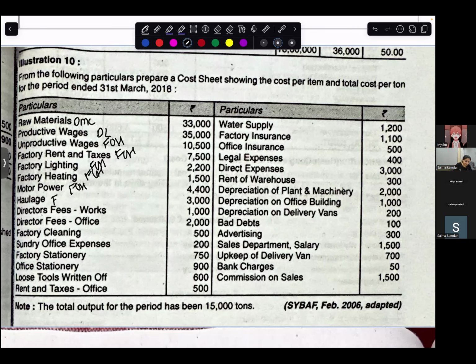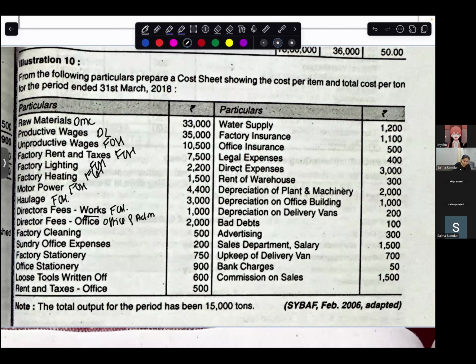Which overhead? Factory. Director fees. Works. Factory overhead. Another name for factory is what? Works. Okay. Director, office. Selling, office and administration. Wow, office is written and you are saying selling? Sorry, office.